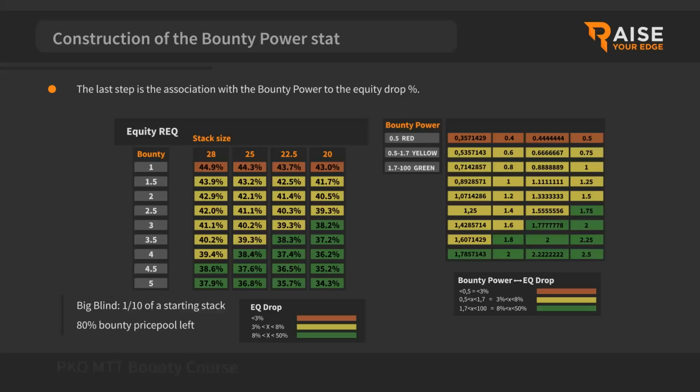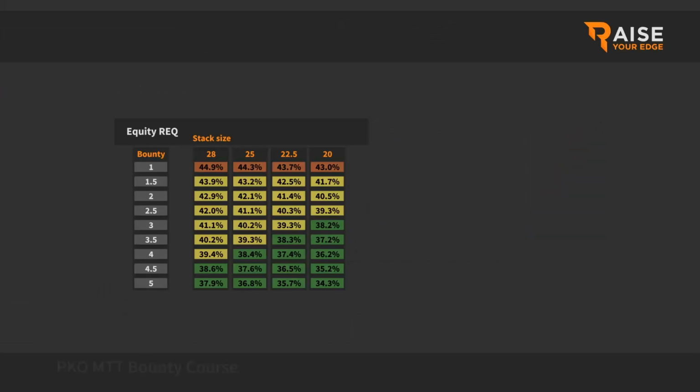If we have a bounty power between 0.5 and 1.7, then the equity drop is between 3 and 8%. If we have a bounty power of 1.7 or higher, then we have an equity drop between 8 and 50%. From the construction later on, you will see that the color coding is actually working very well. And on the next slides, I will show you how the exact relation between the bounty power number and the equity drop is done.